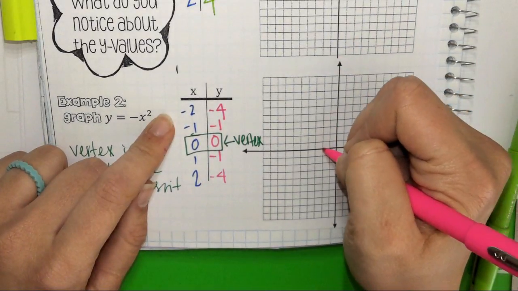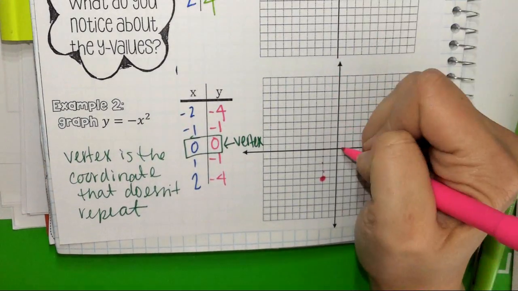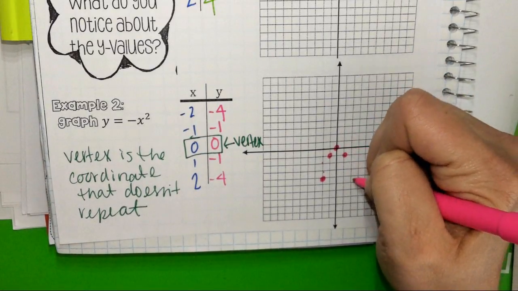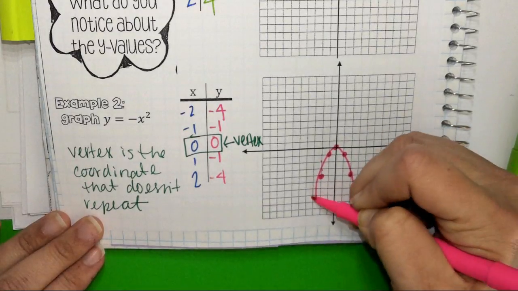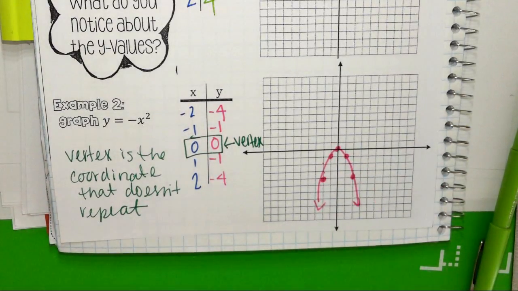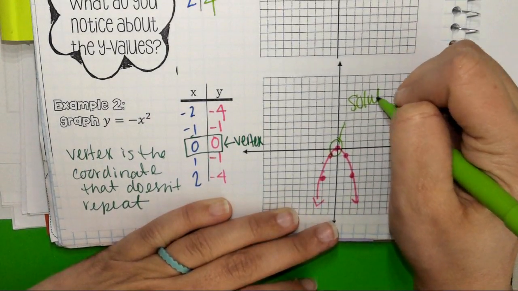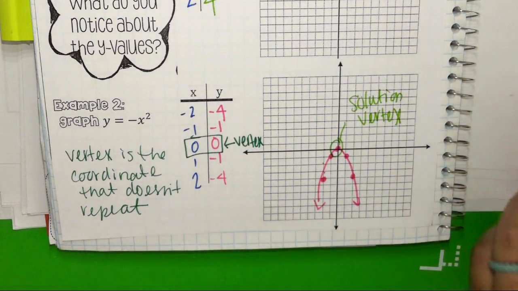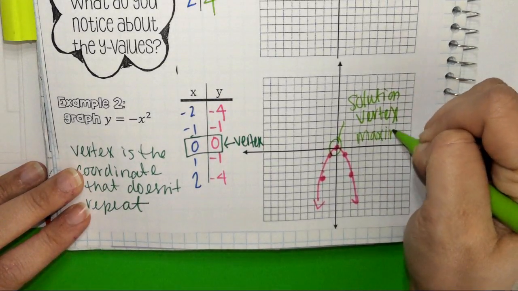So we're going to go left 2, down 4. And I'm going to prove it to you and show you how. Left 1, down 1. 0, 0. Right 1, down 1. Right 2, down 4. Now the solutions are where it crosses the x-axis. So how many times does this cross the x-axis? One time. So this is our solution. It is our vertex. And is it a maximum or a minimum? Maximum, because it is the highest point.